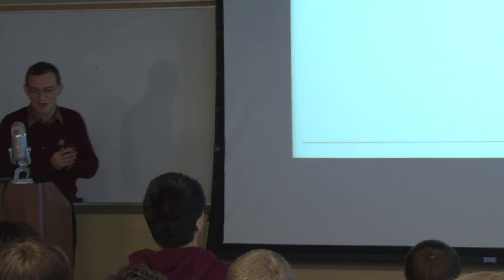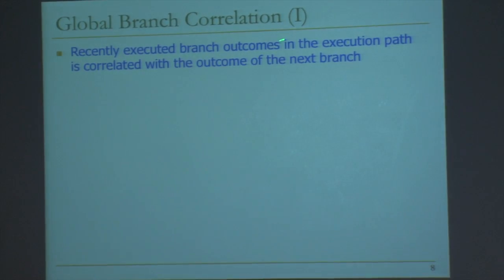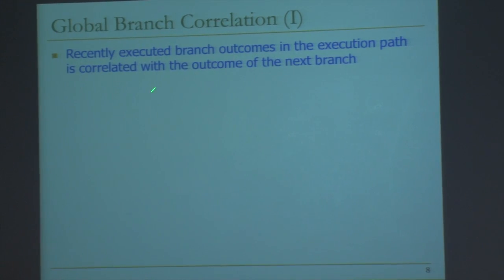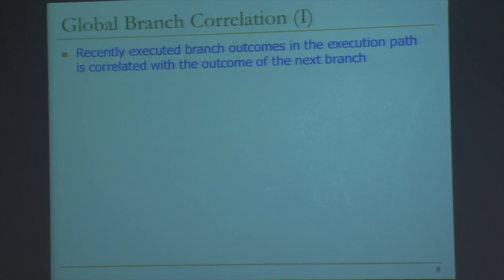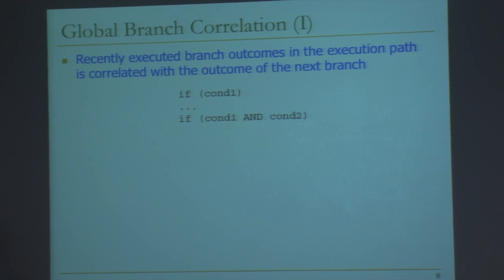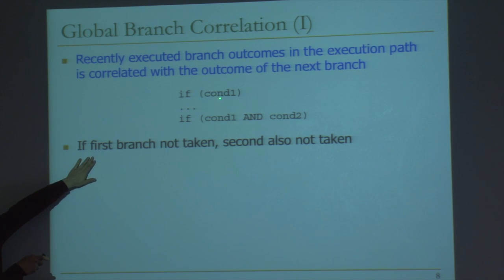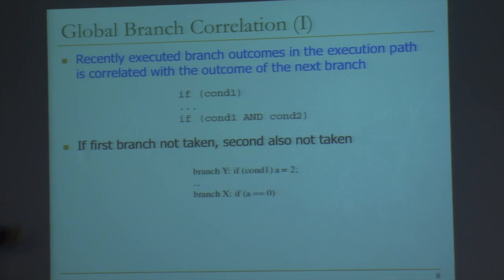OK, so let's talk about global branch correlation first. Basically, the idea is that recently executed branch outcomes in the execution path of a program are correlated with the outcome of the next branch. Let me give you some insight into why this could be the case. Let's take a look at these two branches. Basically, you're testing some condition 1, doing something based on that. And later, you're testing if condition 1 and condition 2 hold, you're doing something else. These are two different branches, right? Well, obviously, there's some correlation because they're testing the same condition, partially. If the first branch is not taken, the second is definitely not taken. So if you had a bit indicating the first branch is not taken, then you could predict the next branch, right? That's beautiful.